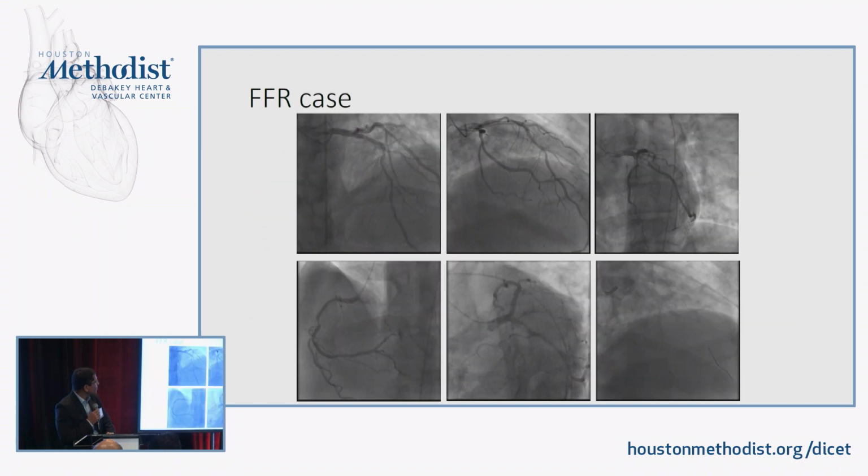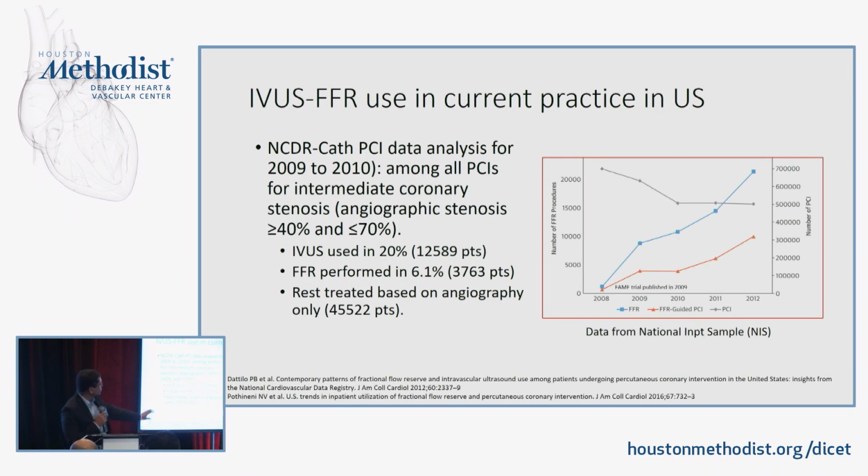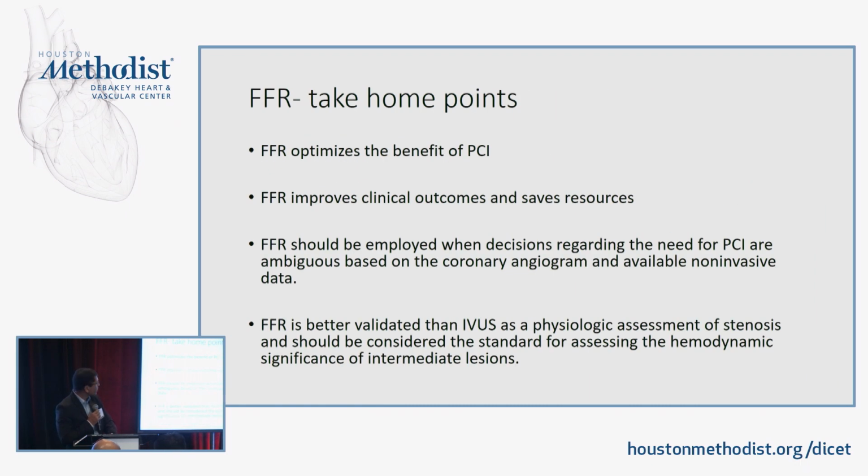So FFR is an excellent way of hemodynamic assessment of the significance of stenosis. Right now, utilization is still minimal, probably driven by the time and cost of the procedure. So in short, FFR optimizes benefits of PCI and improves clinical outcomes. It's particularly used for driving decisions of doing PCI in intermediate stenosis, and is better than IVUS in physiologic assessment of coronary stenosis. Thank you.